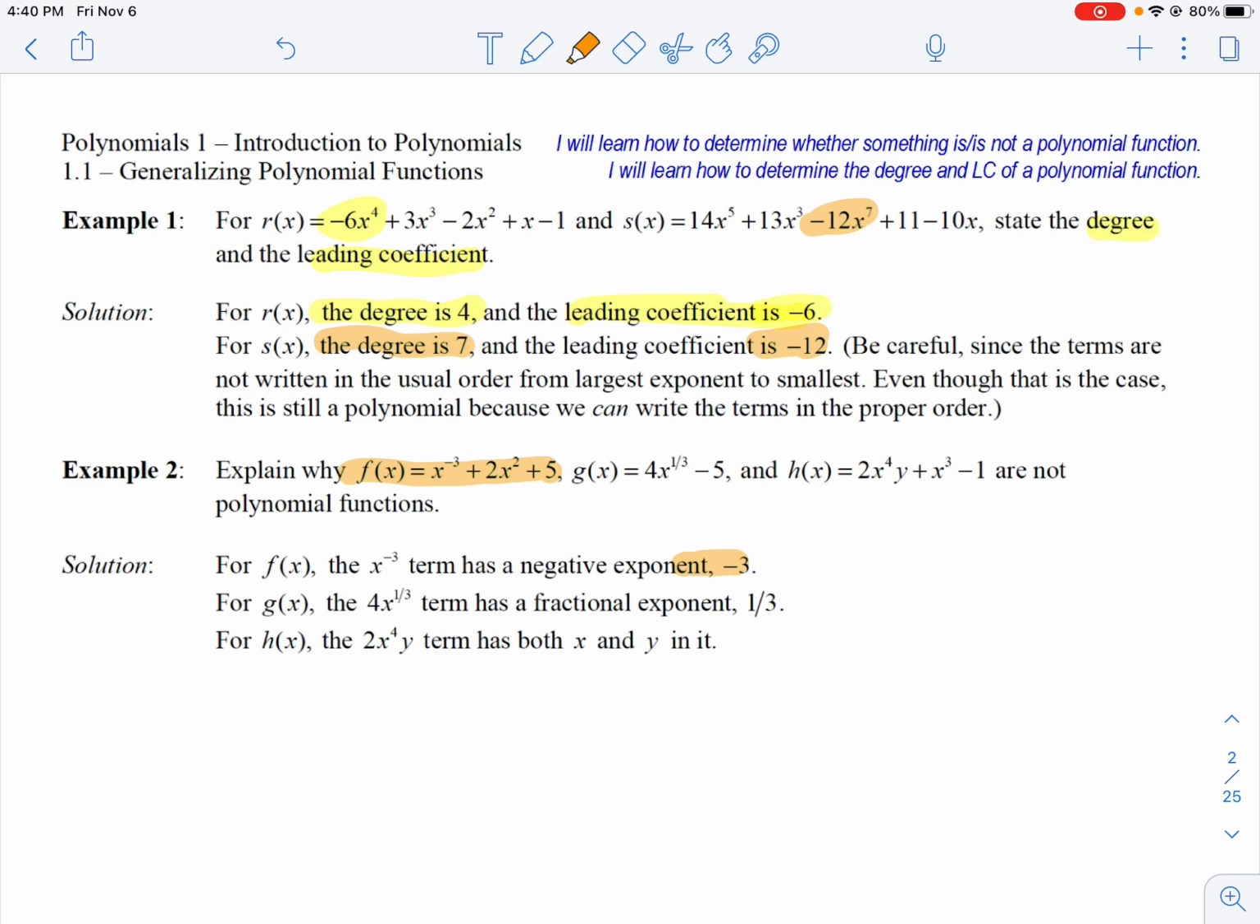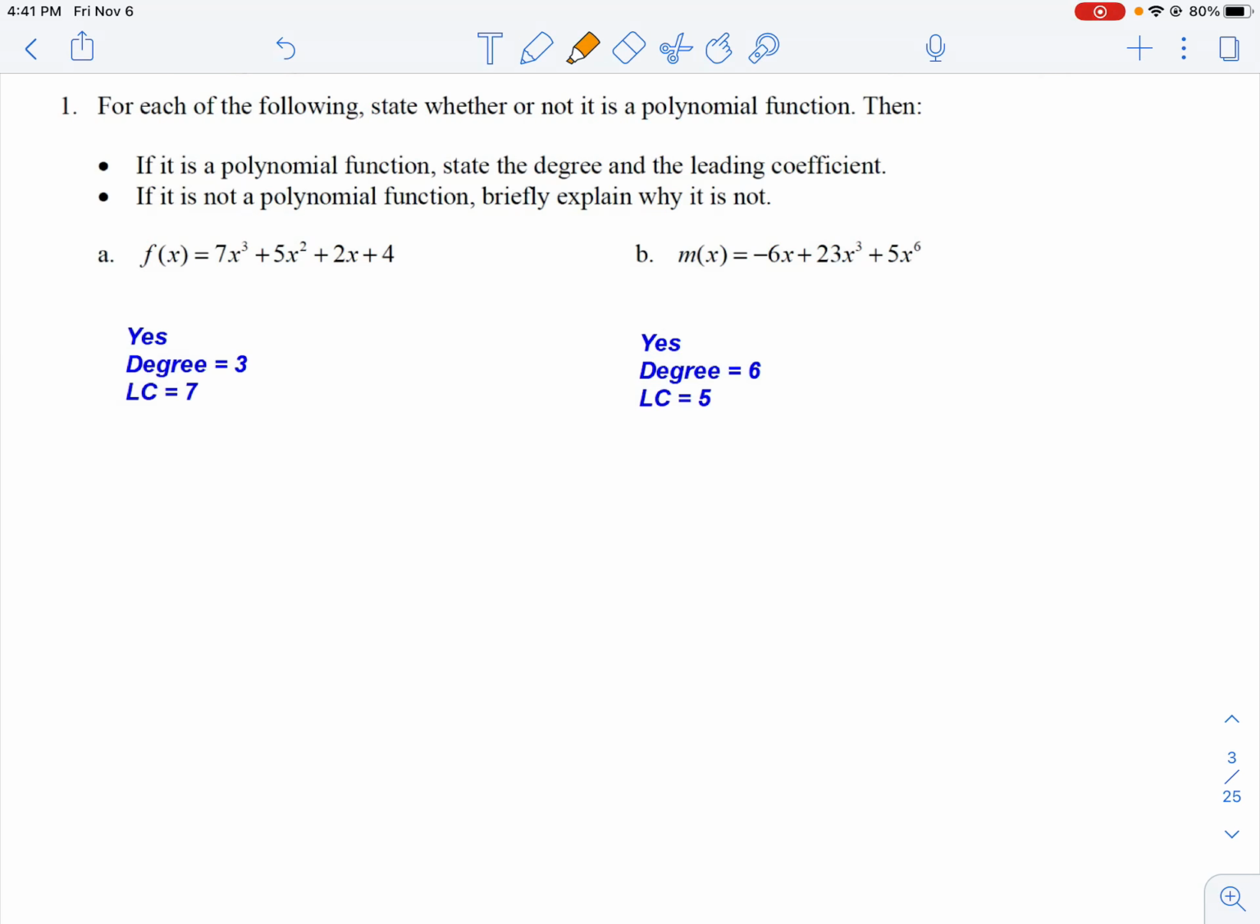Okay? Let us have a practice example. For each of the following, state whether or not it is a polynomial function. Then, if it is a polynomial function, you state the degree and the leading coefficient. If it is not a polynomial function, you briefly explain why it is not. So for letter A, let's take a look.